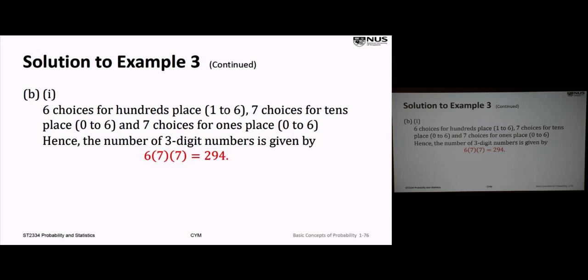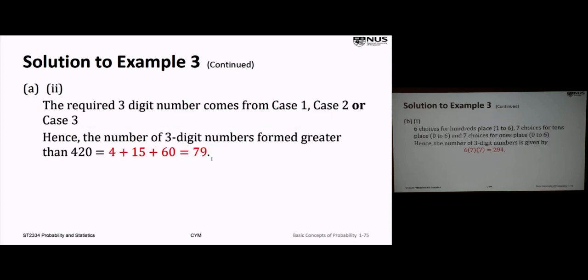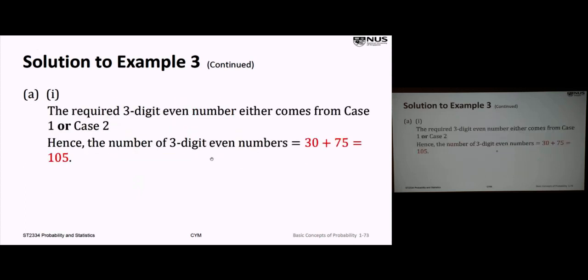Now at the next position, I can choose any of the 7, and the next position after that, I can choose any of the 7. So the solution to this question is going to be 6 times 7 times 7. That happens to be 294. In this scenario, it's a little bit easier because we don't have any constraints. Now, this is getting a little bit more tricky.